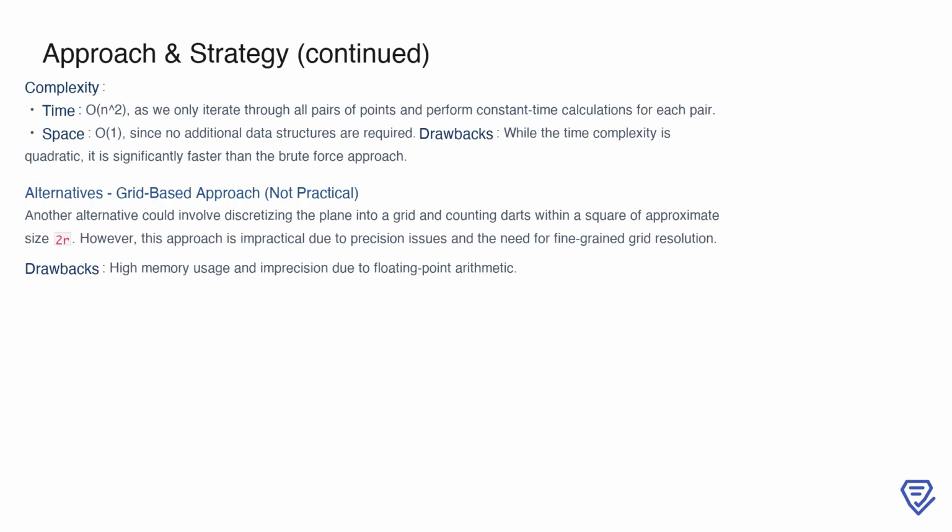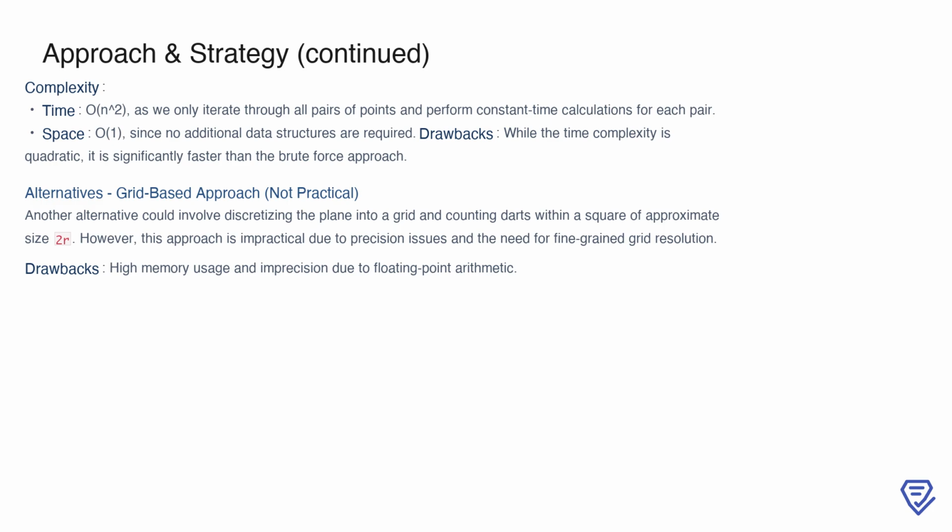When we analyze the complexity of this optimized approach, the improvements become clear. The time complexity is reduced to O(n²), as we only iterate through all pairs of darts and perform constant time calculations for each pair. The space complexity remains O(1), as no additional data structures are needed beyond the variables for calculations. Although this approach is not linear, it is a significant improvement over the O(n³) brute force method.